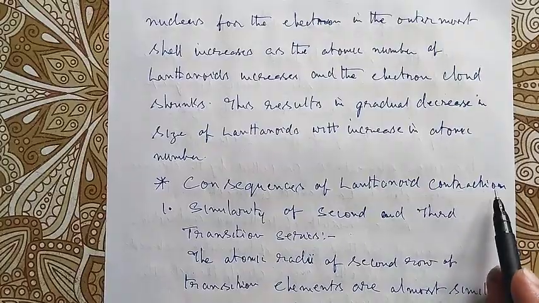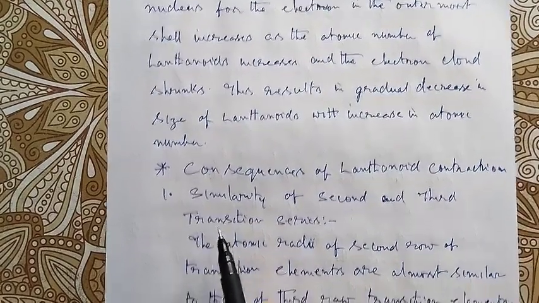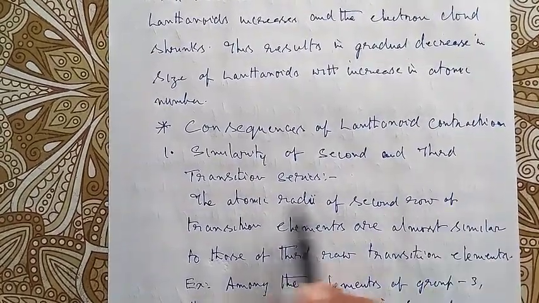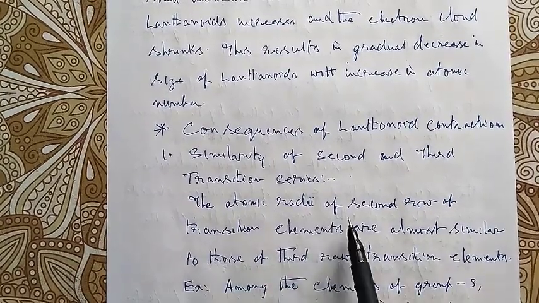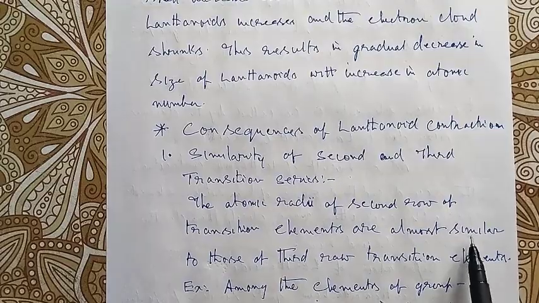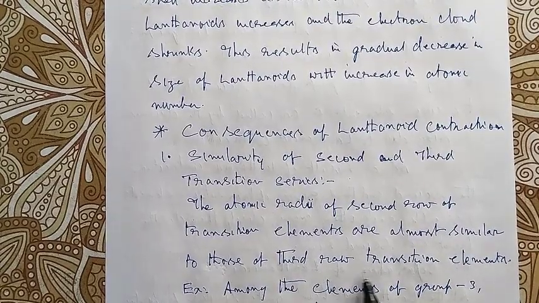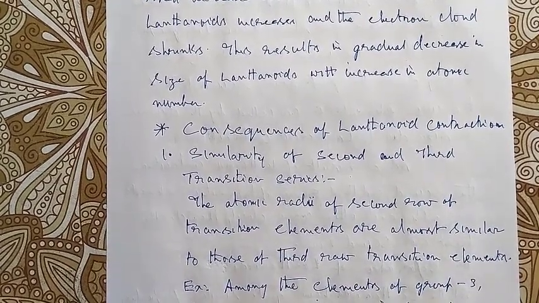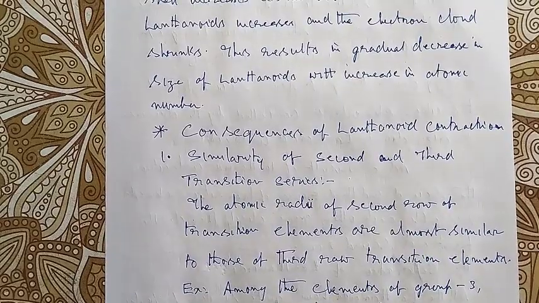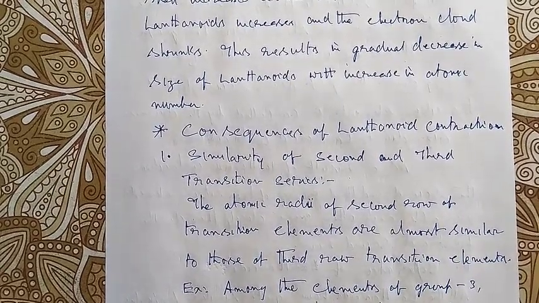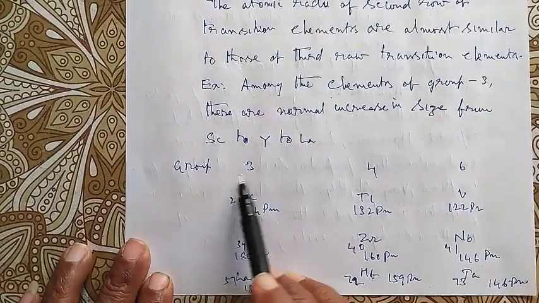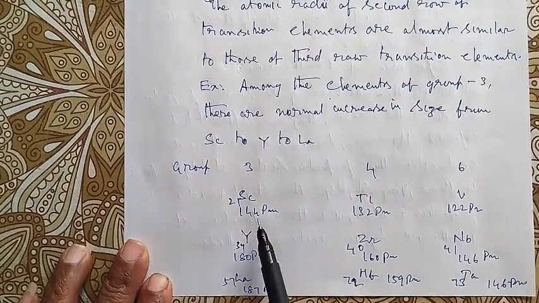Consequences of lanthanoid contraction. Similarity of second and third transition series. The atomic radii of the second row of transition elements are almost similar to those of the third row of transition elements. That is, among the elements of group 3, there is a normal increase in size from scandium to yttrium to lanthanum. This is group 3, 4 and 6.